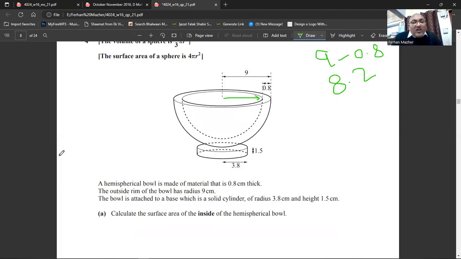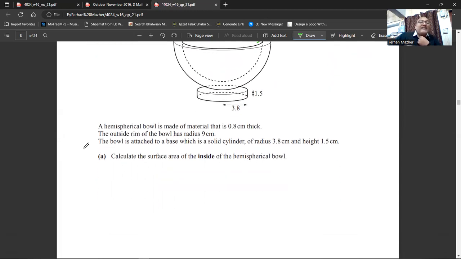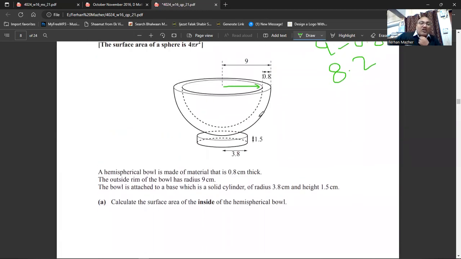So this is a hemispherical bowl made of material that is 0.8 centimeter thick. The outside rim of the bowl has a radius of 9 centimeter. The bowl is attached to a base which is a solid cylinder of radius 3.8 centimeter and height 1.5 centimeter. The question is calculate the surface area of the inside of the spherical bowl. So they want me to find out the inside surface area of the spherical bowl.